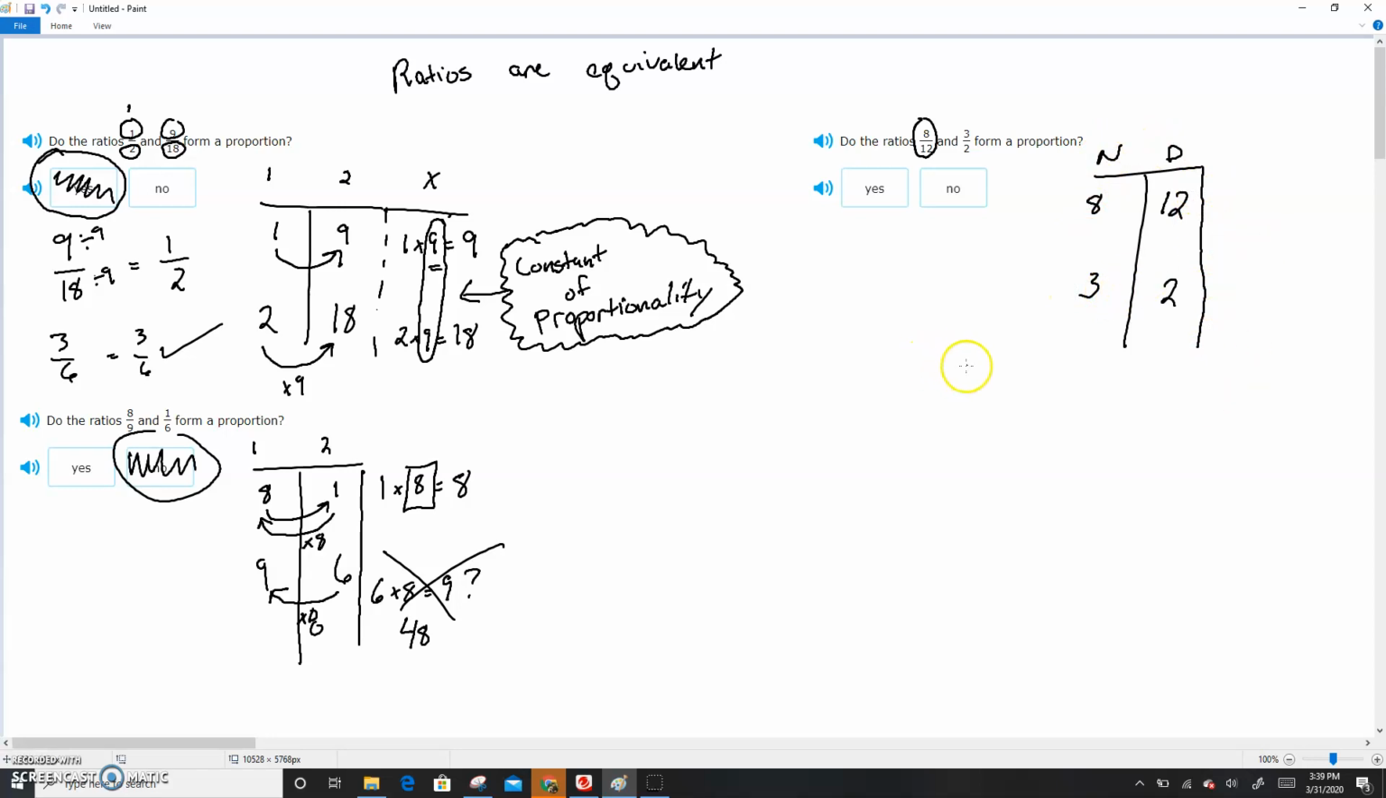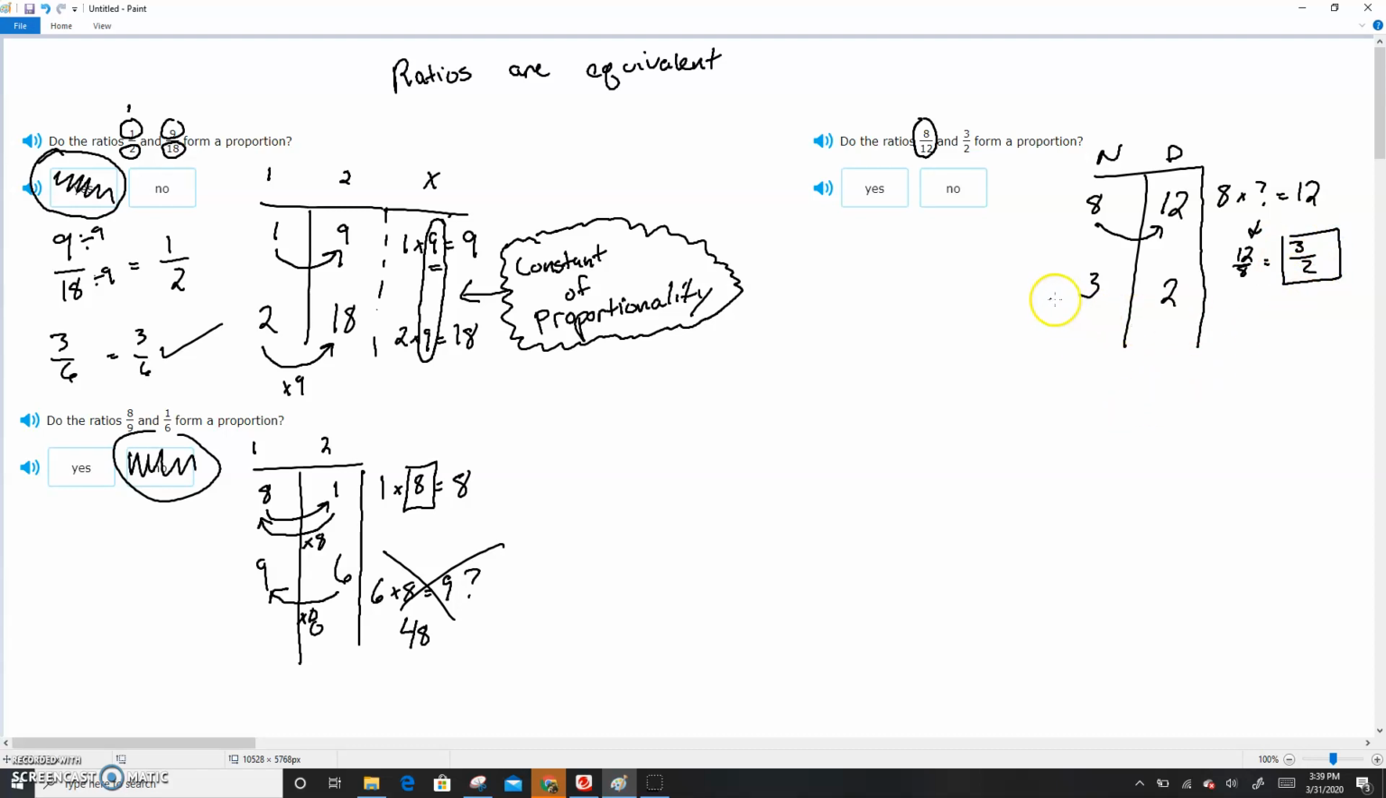What do I multiply 8 by in order to get 12? Well, this is a little bit more complicated. 8 times what equals 12? Well, I can solve this like I would any equation. I can divide both sides by 8 and get this question mark is 12 over 8 or 3 over 2.